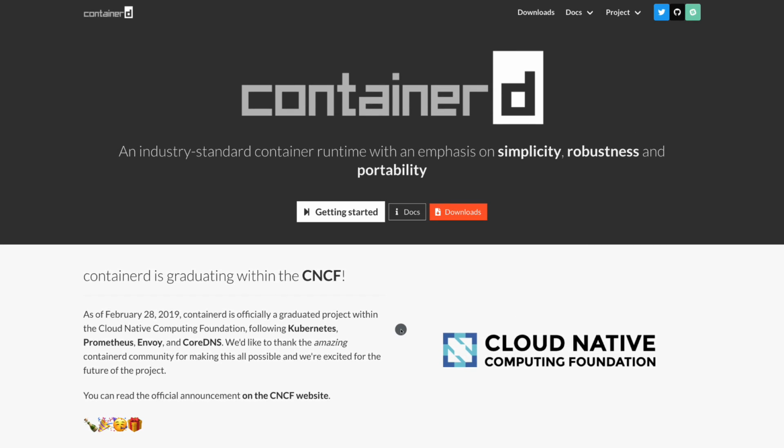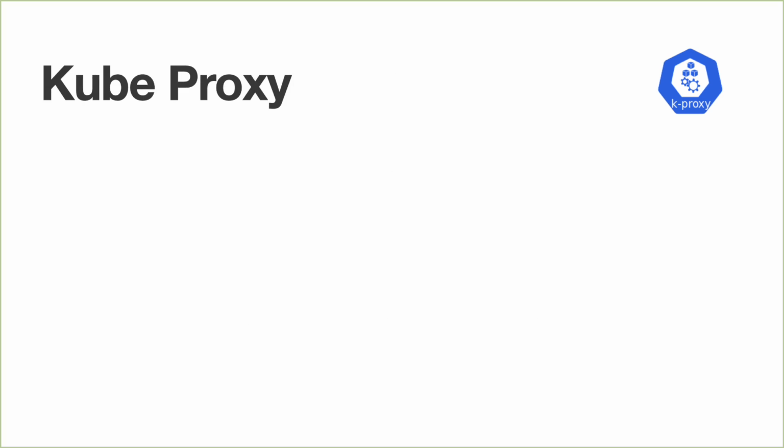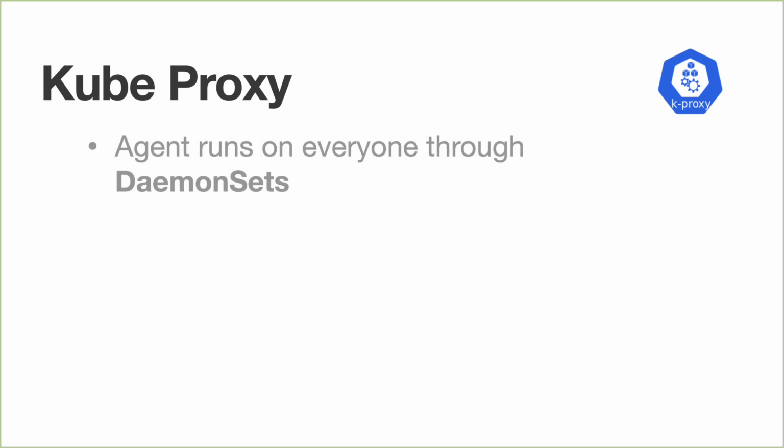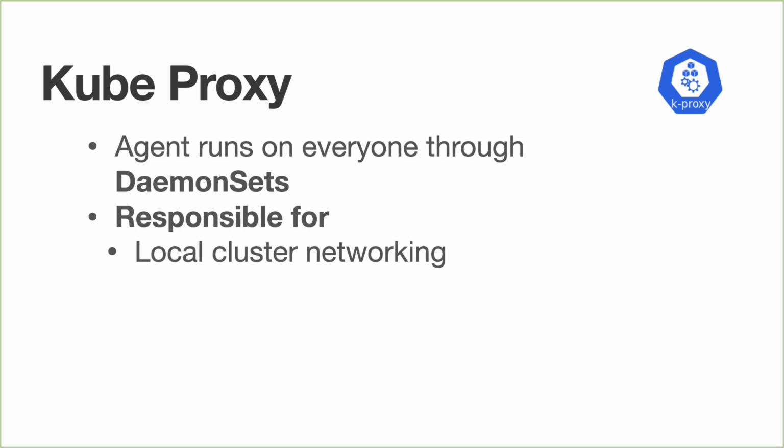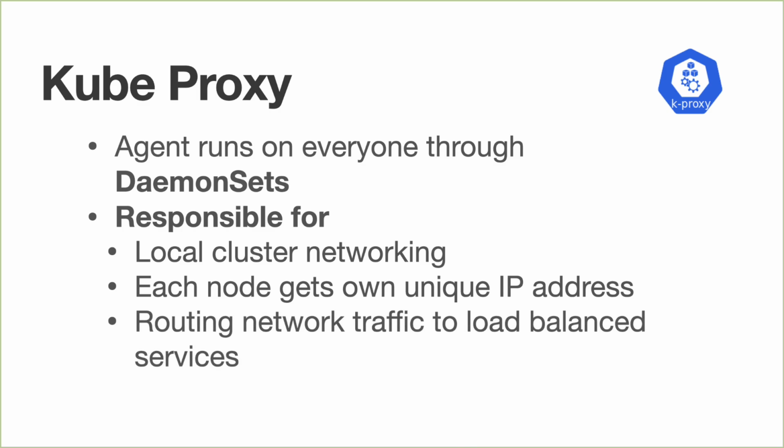If I go back to the slides and move on to the last component within the worker node, which is the kube proxy. The kube proxy is an agent that runs on every node through a daemon set, and it's responsible for local cluster networking. It makes sure that each node gets its own unique IP address, and it's also responsible for routing network traffic to load balance services. You're going to learn about all of this in a second.